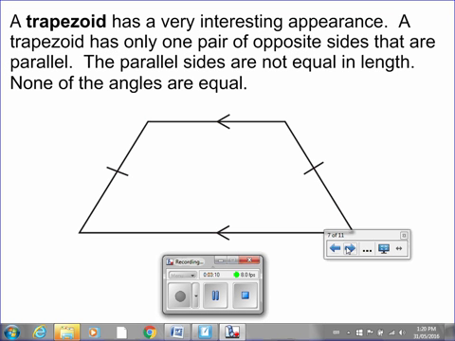A trapezoid has a very interesting appearance. A trapezoid has only one pair of opposite sides that are parallel. The parallel sides are not equal in length, and none of the angles are equal.